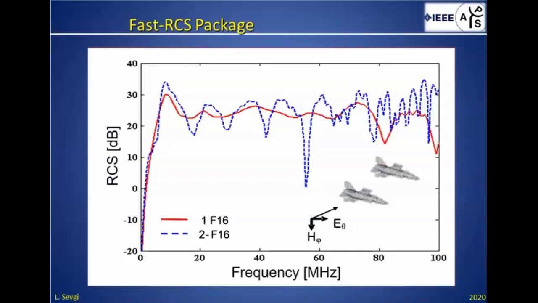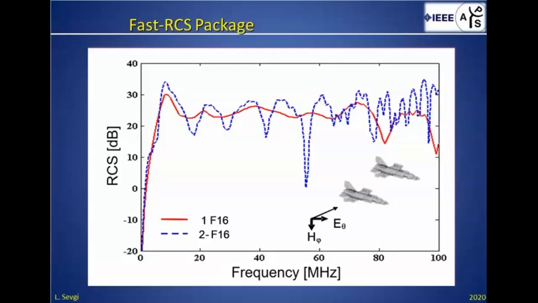Okay, here you see RCS versus frequency. The vertical axis is RCS in dB, and the horizontal axis is the frequency, and it starts from 0 frequency to 100 megahertz. We have two curves. The red one belongs to one F-16, and the blue one belongs to two F-16, as they are flying side by side, and the radar signal is also given on the figure inset.